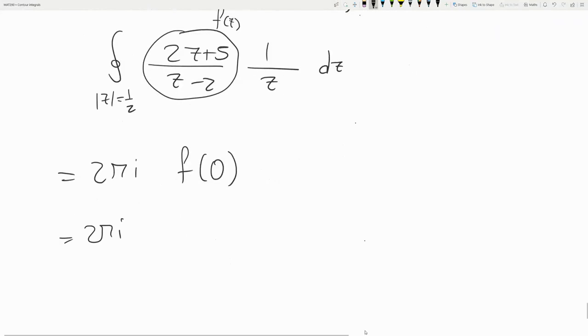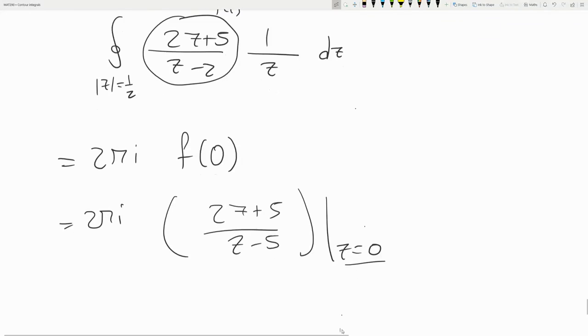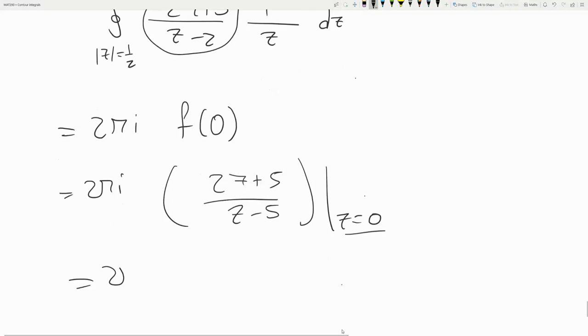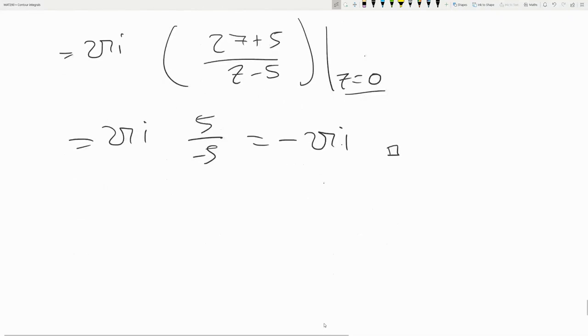Okay, so we have 2 pi i f of 0, i.e. 2z plus 5 over z minus 2, evaluated at 0. So 5 over minus 2, so minus 5 pi i. Okay, so that's it. Yeah, that's it. Now the second contour.